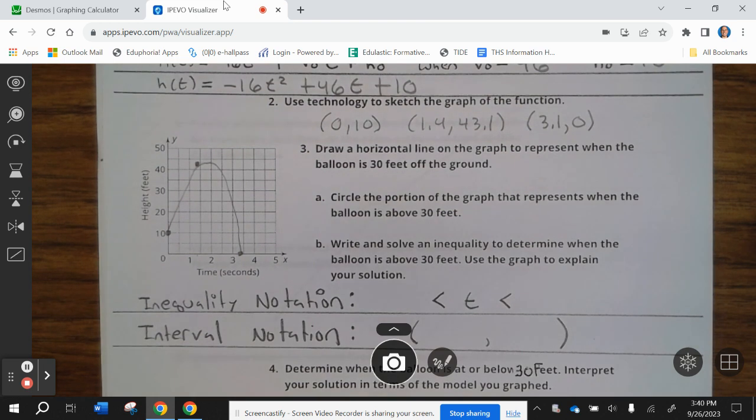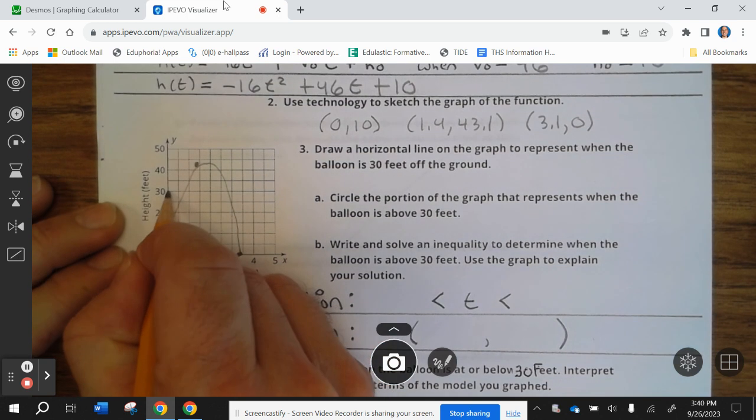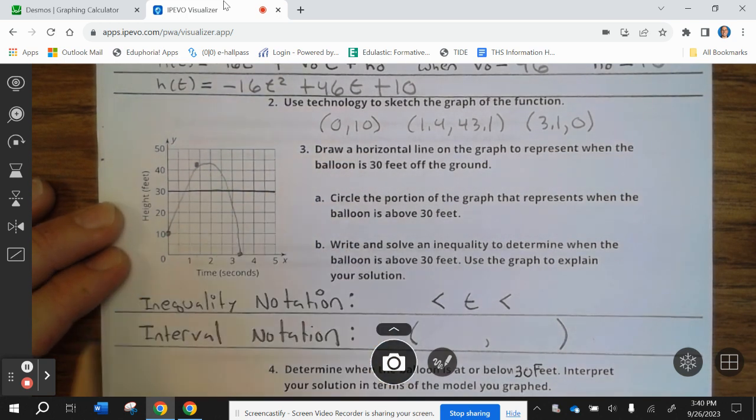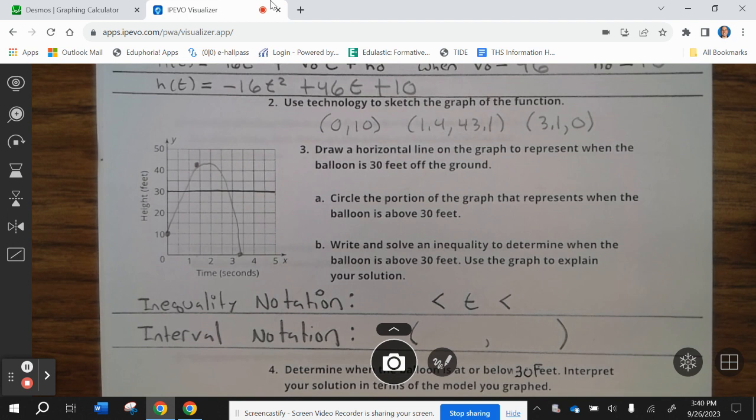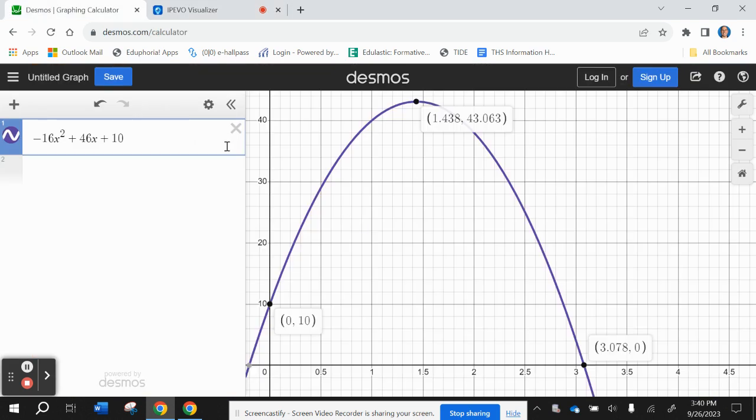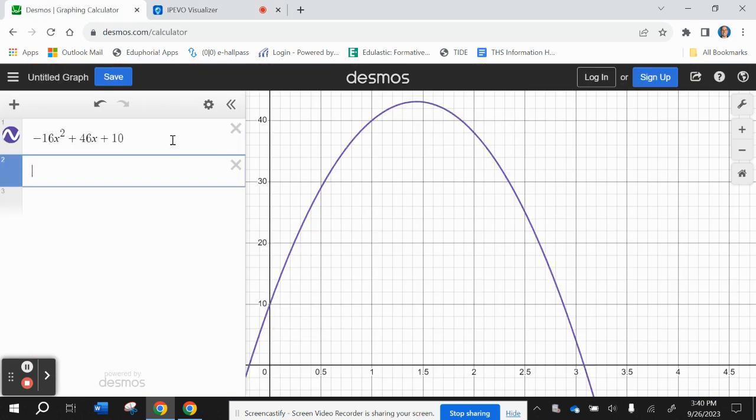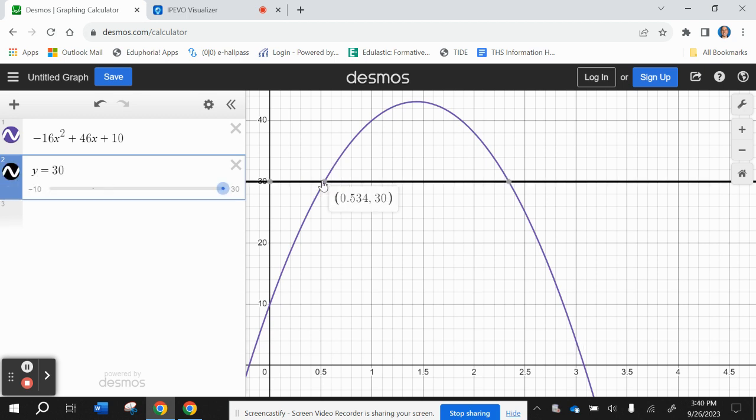Excuse me. Okay. Now, it wants to know when the balloon is 30 feet off the ground. So we're going to graph y equals 30. Okay. And we have our points. So our points here and here. So it is above when 0.5 is less than t, less than 2.3.